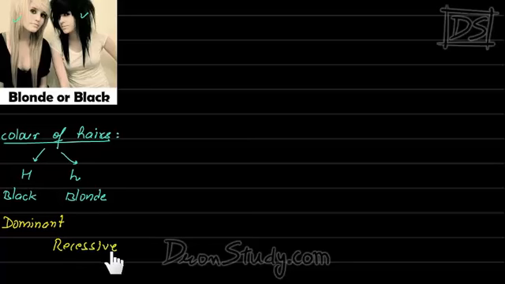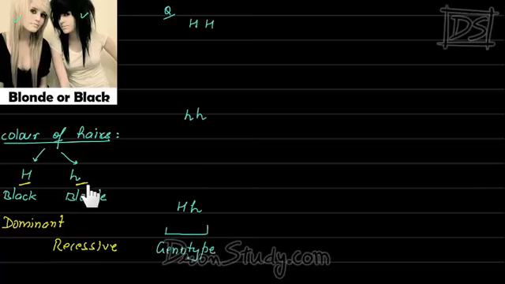And how did you understand this? Just now I had told you that the dominant gene is always denoted by a capital letter and the recessive gene is denoted by a small letter. So now you will answer a small question of mine. Now see, I have made these three genotypes. What is genotype? Pattern of genes.